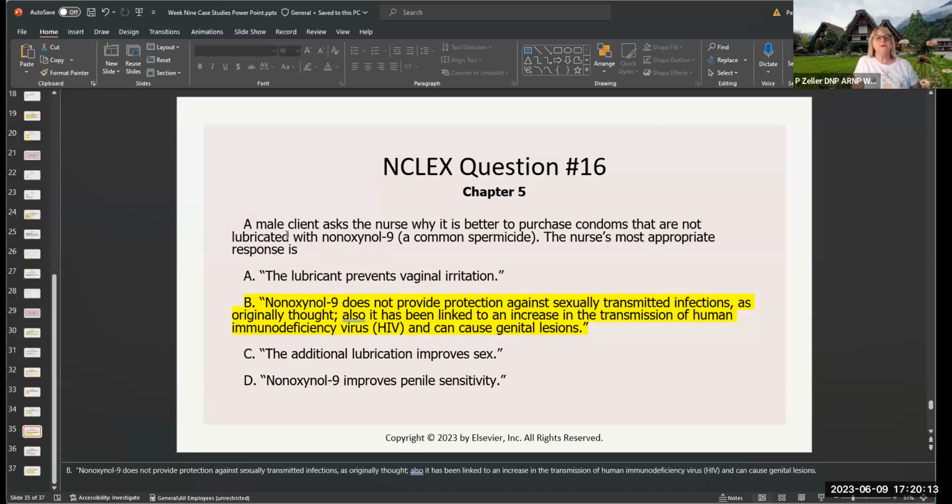So I didn't know this. A male client asked the nurse why it's better to purchase condoms that are not lubricated with nonoxynol-9. And the answer is, it does not provide protection against sexually transmitted infections as originally thought. And they've also noticed the increase in HIV with that kind of spermicide in the condoms.